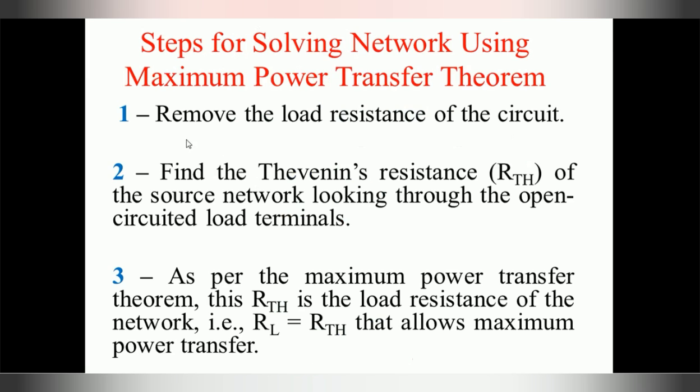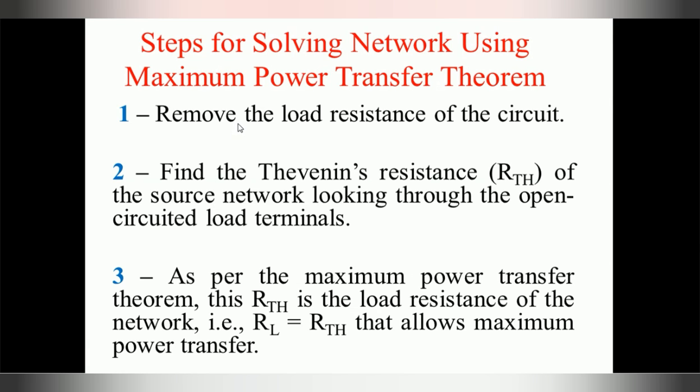And just to see what are the steps we need to follow while solving the problem by using the maximum power transfer theorem. So remove the load resistance. Suppose in that question they have asked to find the value of load resistance so that the maximum power will be obtained at the output. Means initially you want to remove the particular load resistance, then we want to find the Thevenin's equivalent circuit. This is how to find a Thevenin's equivalent circuit. Already I have explained in one of my videos. I have given the link for that video in the description.